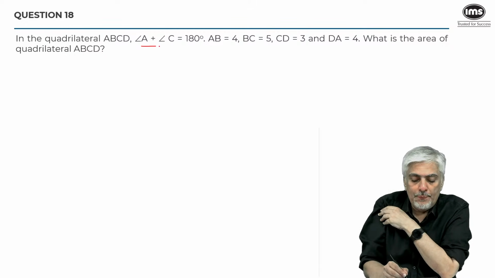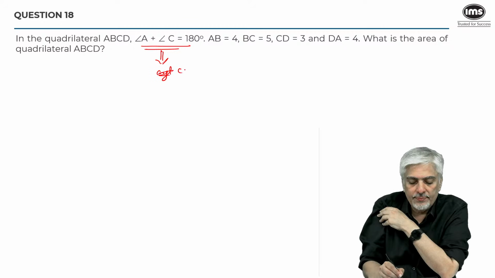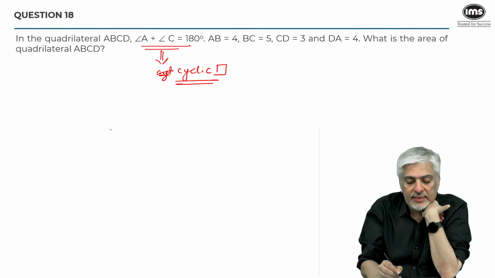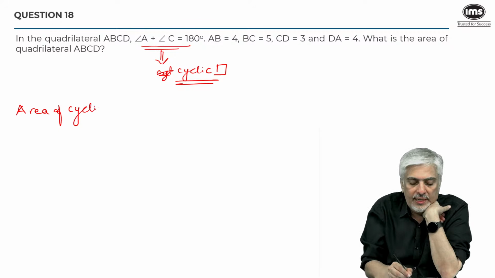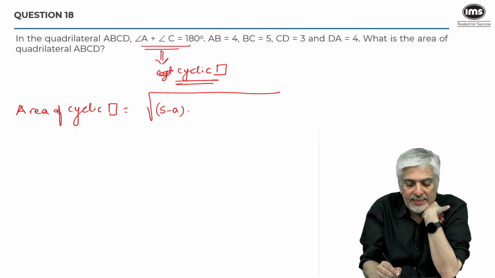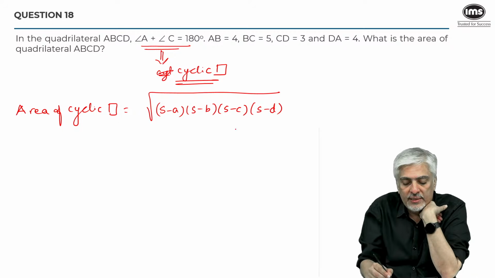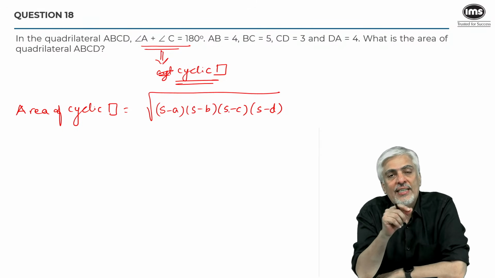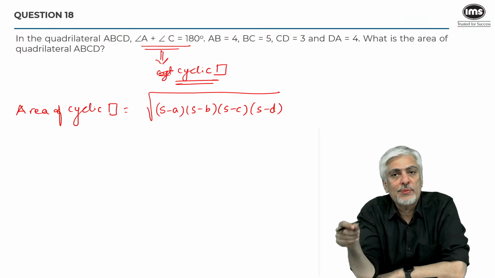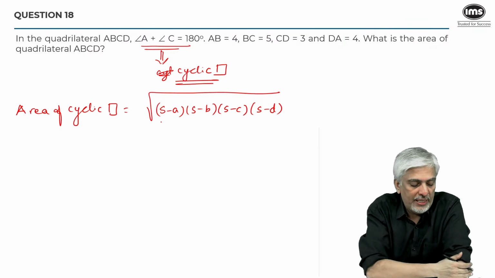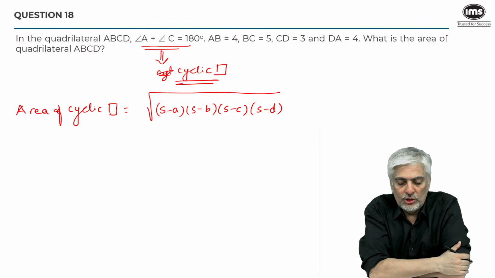Because A plus C is 180, it is a cyclic quadrilateral. And because it is a cyclic quadrilateral, we apply the area of cyclic quadrilateral. Area of cyclic quadrilateral is square root of S minus A into S minus B into S minus C into S minus D. This comes from Heron's formula only. Remember, there is no S over here. In Heron's formula, there is S into S minus A into S minus B into S minus C. Here it is S minus A into S minus B into S minus C into S minus D. Once you know that, it's straightforward.